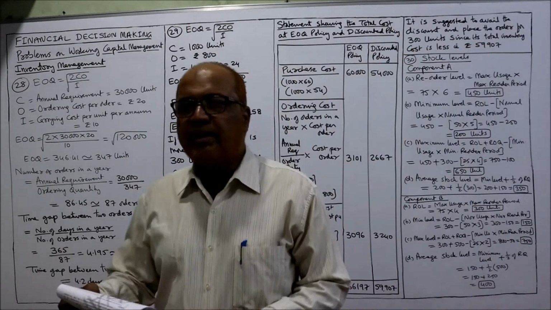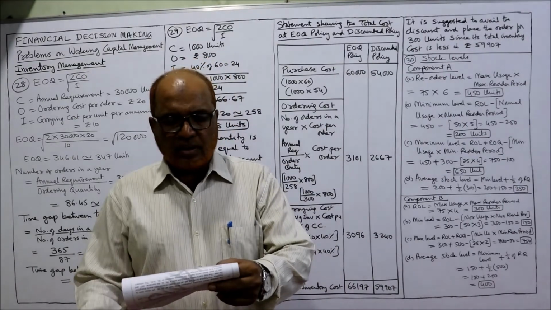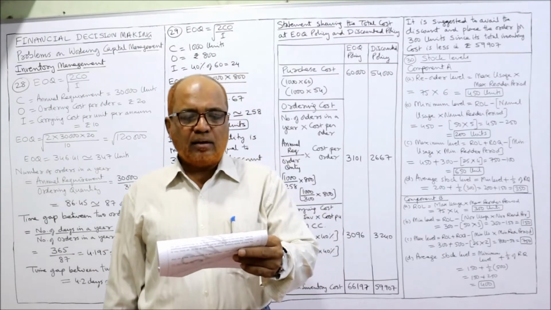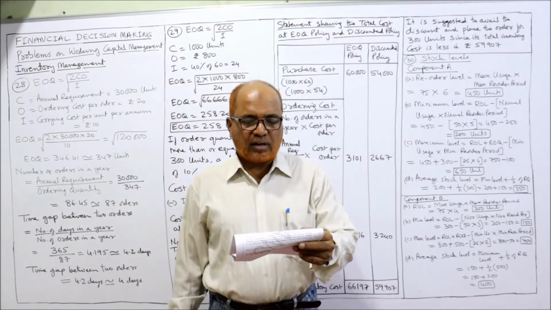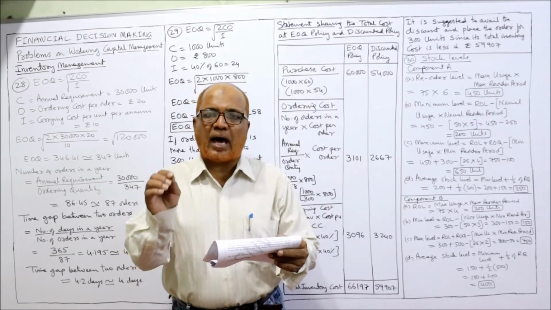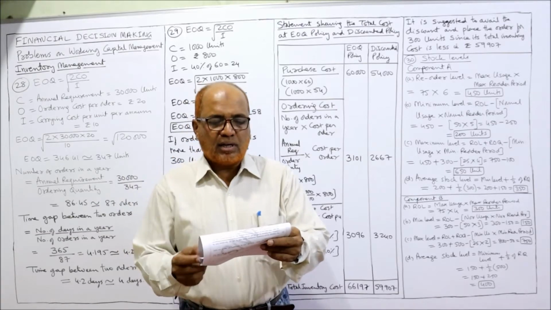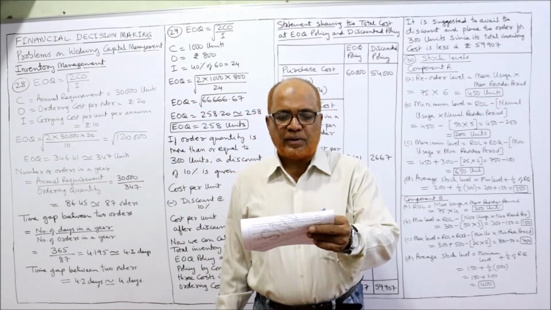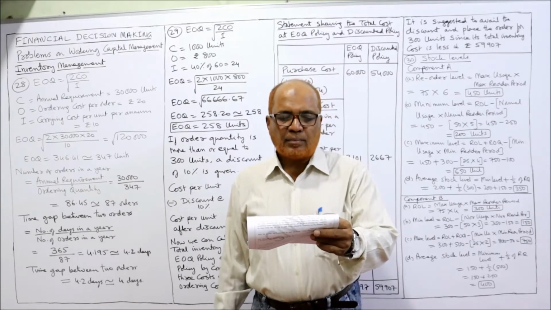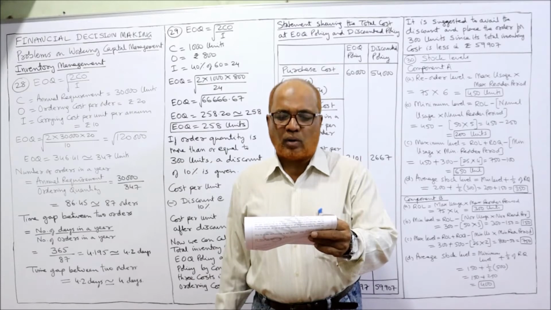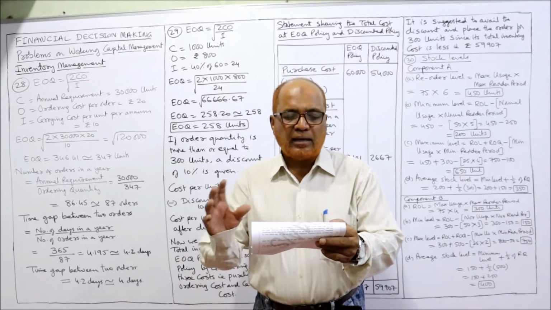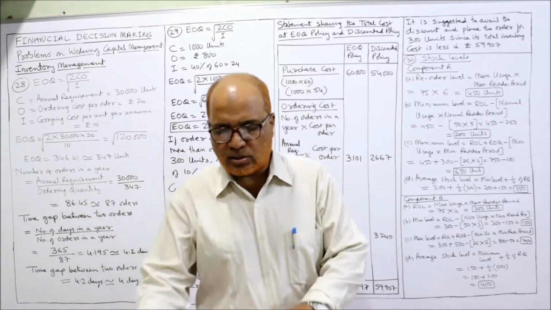Come on, see the 28th problem. The finance department of a company provided the following information. The carrying cost per unit per annum is 10 rupees. The fixed cost per order is 20 rupees. The number of units required is 30,000 per year. Determine the EOQ, economic ordering quantity, the total number of orders in a year, and the time gap between 2 orders.